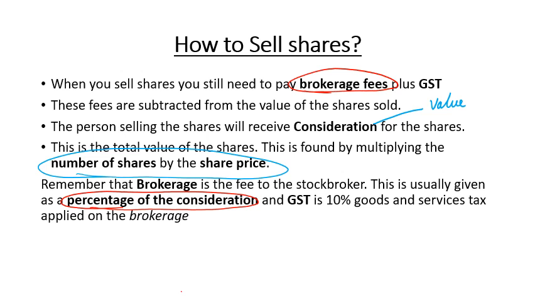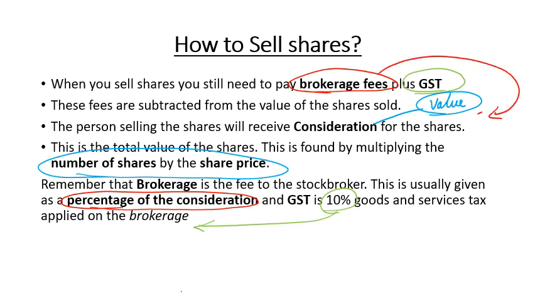So the brokerage fees you still pay, which we've talked about, plus you also pay GST, and the GST is calculated as 10% of the brokerage fee. Basically, what's going to happen is you're going to work out the total value of your shares. You are then going to take away the brokerage fee, so we subtract the brokerage fee, and then we also subtract our GST value.